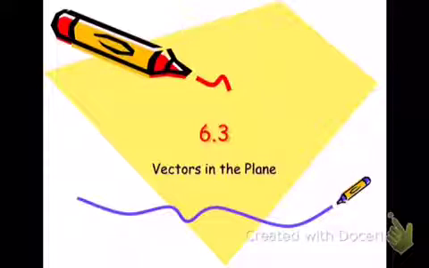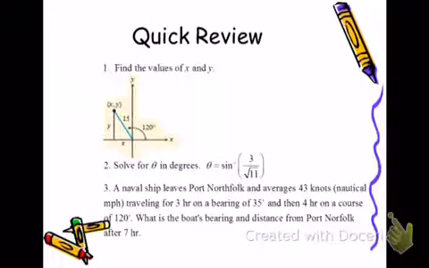A few skills that are important are outlined in these review problems here. How would we go about finding the values of x and y in problem number 1? Find the x and then find the y. How would you find x? Well, that angle is 60. The angle in the triangle is 60, but we could use 120 if we wanted to, because the reference angles are going to be the same, right?